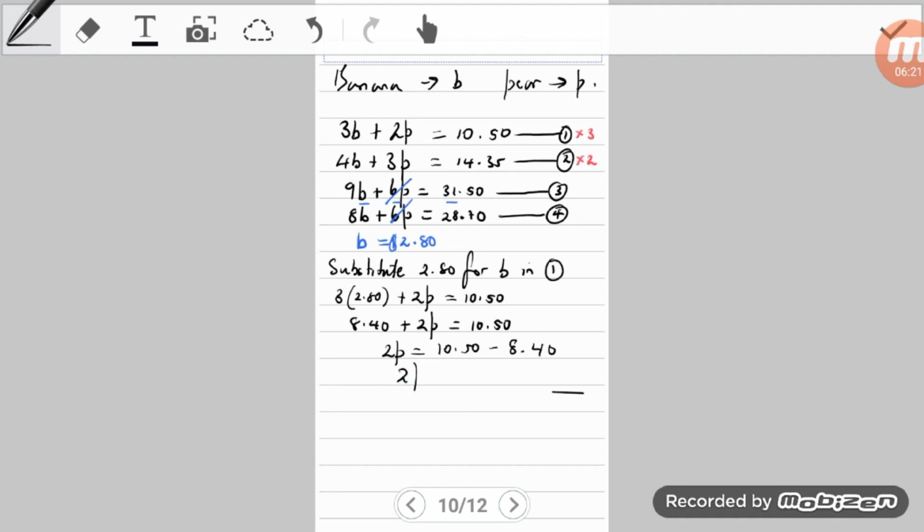So that's 2p is equal to $2.10. And if you were to divide both sides by 2, as we've been doing so far, you're going to find that the cost of a pear is $1.05. All right, and that is how we go about solving that simultaneous equation problem.